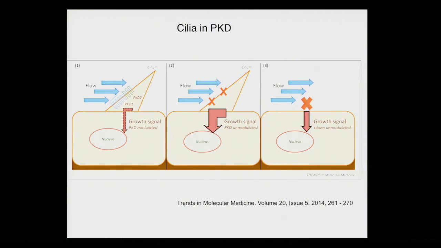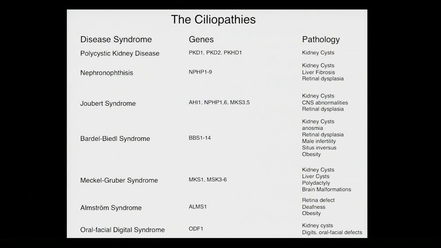And that quickly led to the discovery of a whole host of different disease syndromes, which are shown here on the left. Genes that are associated with those syndromes shown here in the middle, and then finally the pathologies that are associated with each of these genetically inherited diseases. And what you can see is the common pathology is kidney cysts. That typically arises, but then there are pathologies in other tissues.